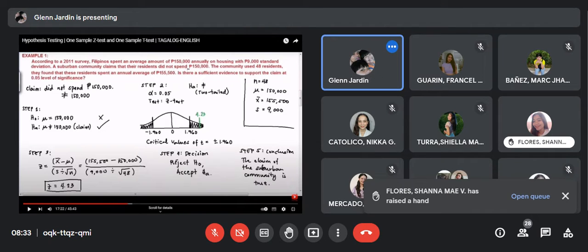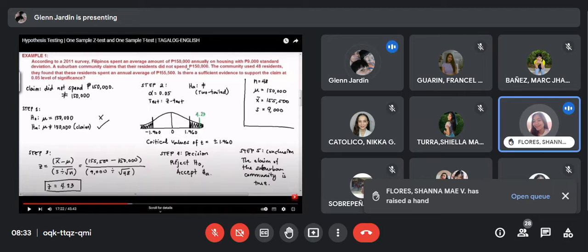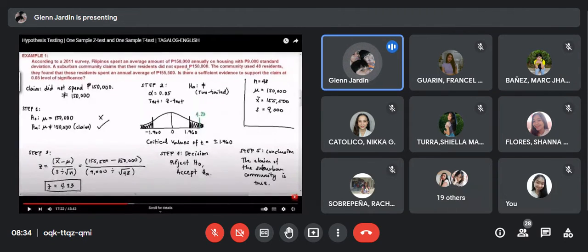Yes, Flores. Ano po, sir, when the n is greater than 30 po, we are going to use the Z-test po. And then when the n is less than 30, we will use the T-test po. Okay, very good. So we will use Z-test kapag equal to 30 or greater than 30 ang ating N. Meaning to say, ang data natin or kinuhang sample size natin is greater than 30. Then we can use T-test kapag less than 30 ang ating sample size, ano?